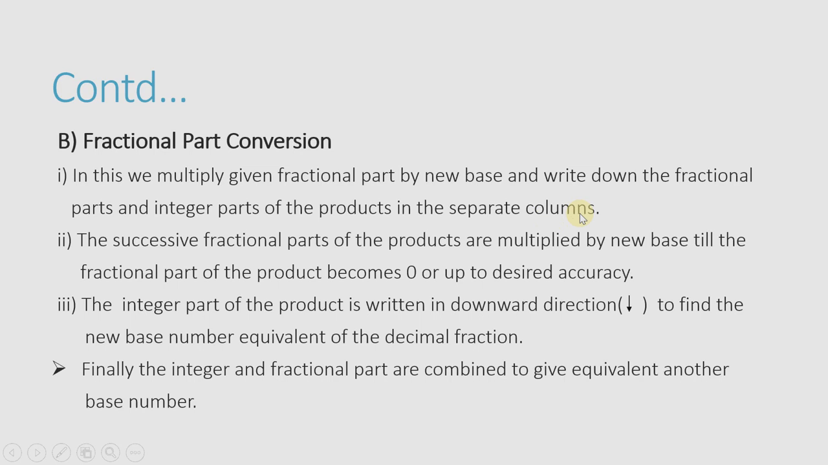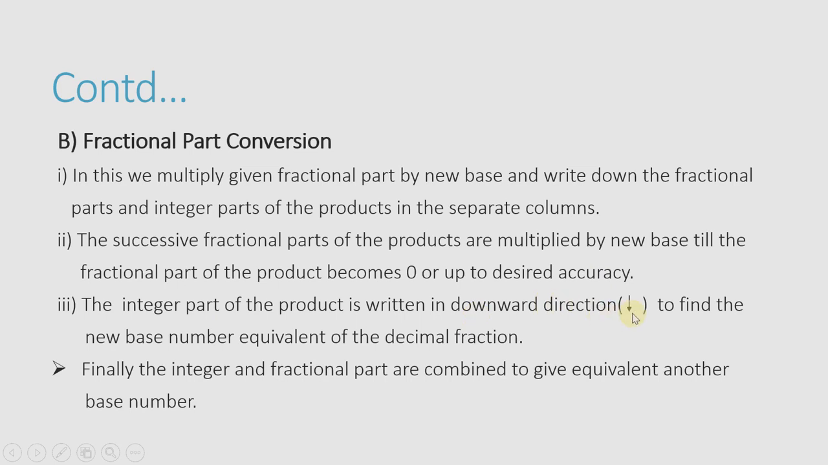Now whatever fractional part I got, I multiply it with the new base, and I again get some result which consists of an integer as well as a fractional part. So I write the integer part in one column and the fractional part in a separate column. Again I take the fractional part and multiply it by the new base, until the fractional part of the product becomes 0, or up to the desired accuracy. We can repeat this process until we get the fractional part 0, or we can do it for 3 to 4 steps.